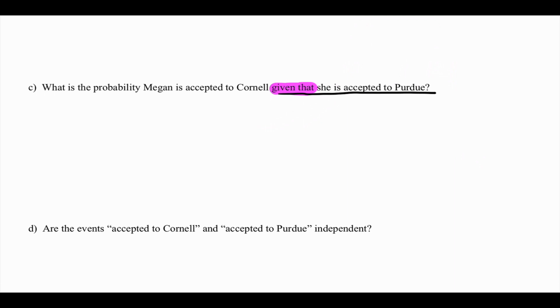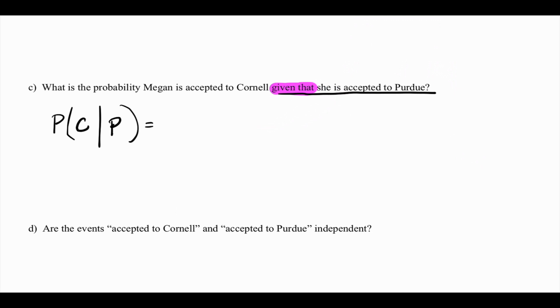Okay? First thing I'm going to do is rewrite it without A's and B's. So what I'm trying to find is the probability. The question itself is saying Cornell, right? They want to know the probability of Cornell. So that's going to go first. The question always goes first. The stuff that already happened goes second. So it's saying, what's the probability of Cornell given that she already got into Purdue?